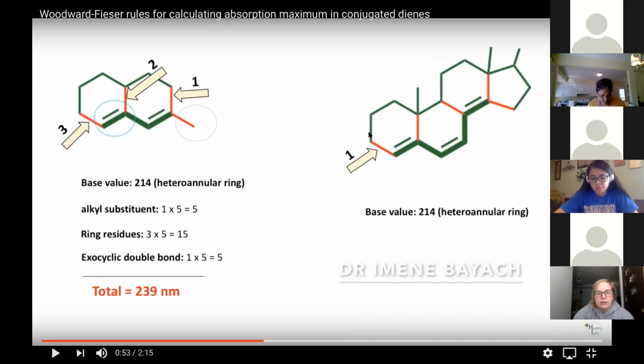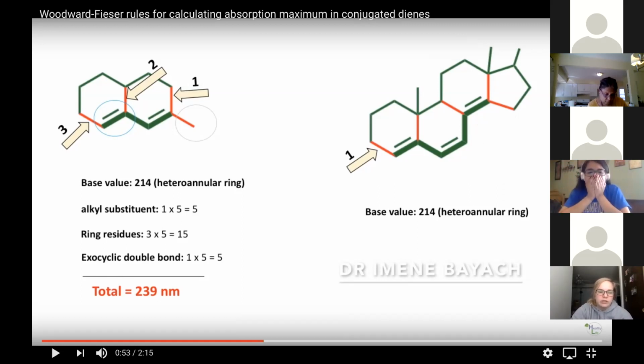And then in the red are going to be all of your ring residues or your alkyl substituents, whatever you want to call them, which you're going to multiply. You have 1, 2, 3, 4, 5. We'll multiply those by 5. So then you have an extra 25.